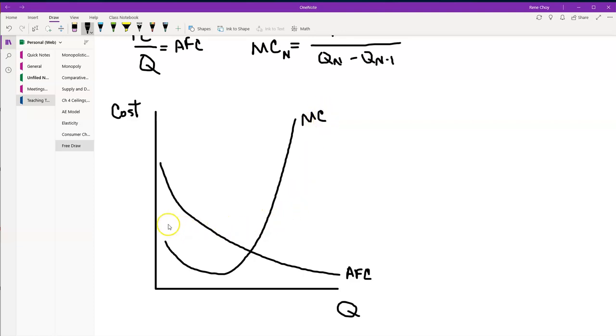Okay. Now variable cost basically looks like this. So this is average variable cost. And average total cost looks like this.